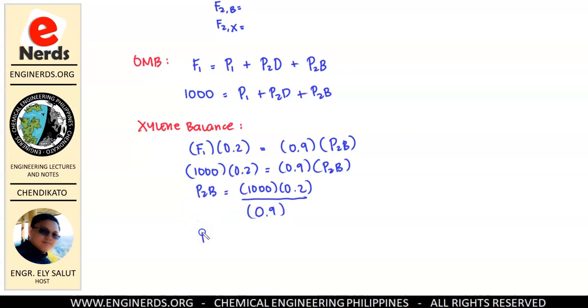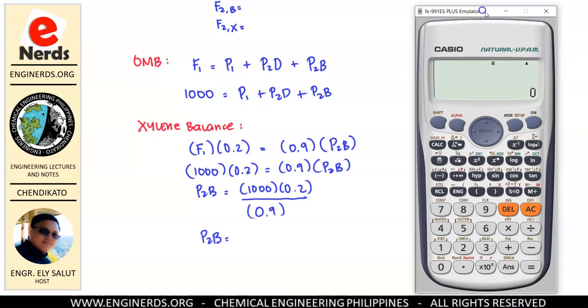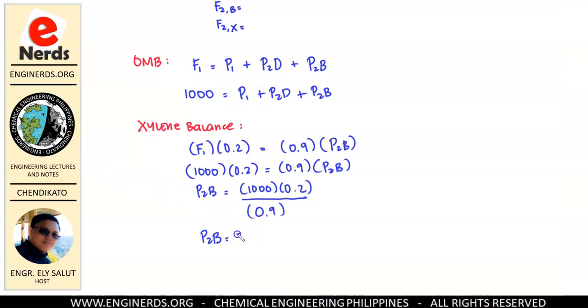Okay? So, let us calculate for that para makuha natin yung value ng P2B. Let us use our calculator. We have 1,000 times 0.2 divided by 0.9. So, we have 222.22 pounds per hour. Alright, so dahil alam na natin yung value ng ating P2B, we can substitute that dito sa ating overall material balance. So we will have 1,000 is equal to P1 plus P2D plus our P2B, which is 222.22.